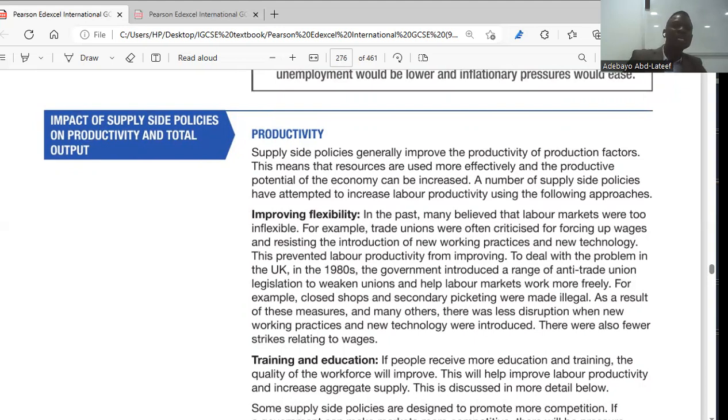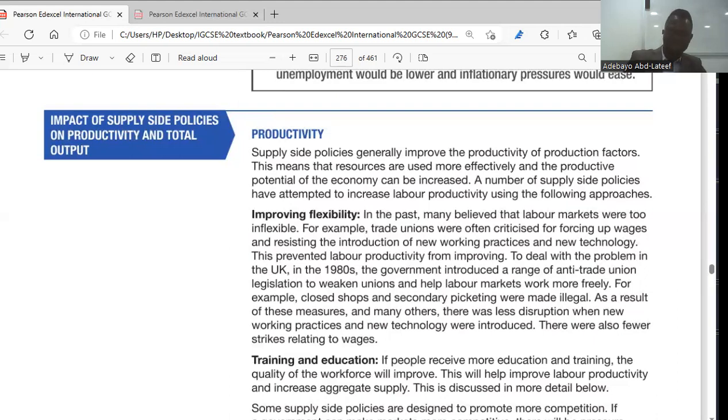A number of supply side policies have attempted to increase labor productivity using the following approaches. So before we go into those approaches used, this approach for labor. Labor productivity, yes. Because if labor productivity increases, output increases.